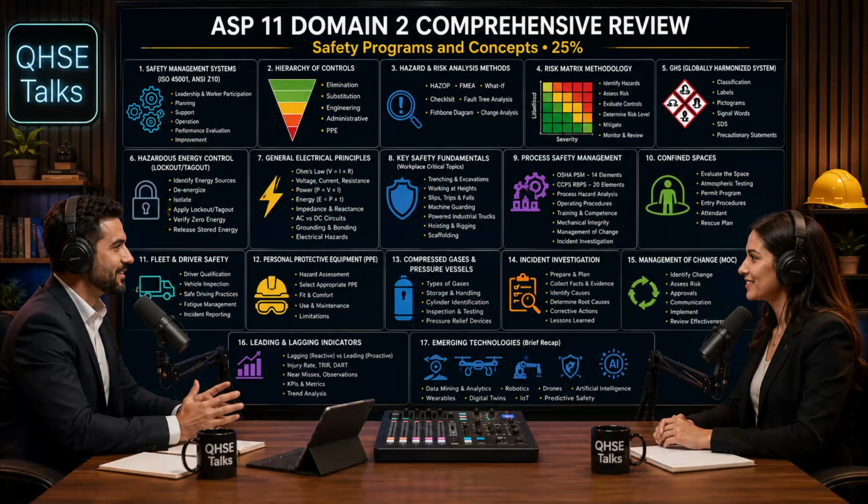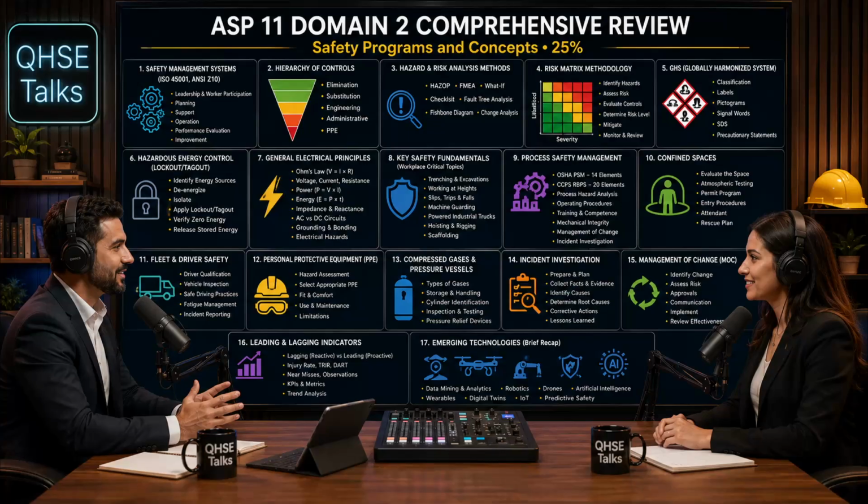Precisely. Leading indicators, on the other hand, are proactive. They are predictive metrics that measure the health of the safety system before an accident happens. Like what? This includes the number of near-miss reports submitted, the percentage of preventative maintenance tasks completed on time, or the number of safety audits conducted. If your leading indicators start dropping, if people stop reporting near misses and maintenance gets delayed, your lagging indicators will inevitably spike a few months later. The leading indicators are the canary in the coal mine.